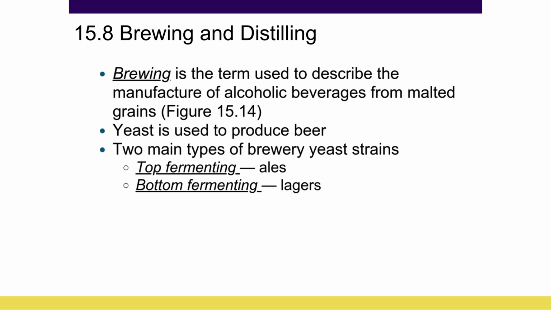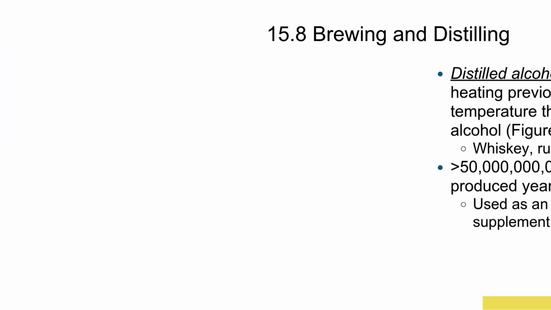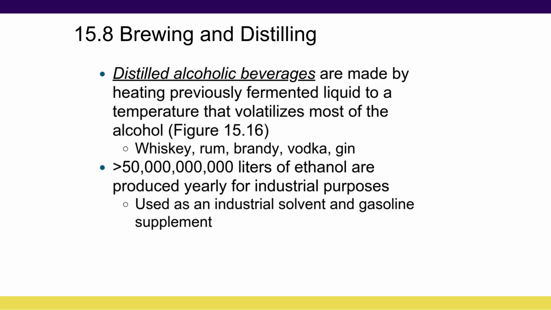Yeast is the microorganism used to produce beer. There are two main types of brewery yeast strains. Top fermenting yeasts are used for ales, and bottom fermenting yeasts are used for lagers. Figure 15.14 includes several images provided by Bush Creative Services, part of the Anheuser-Busch Company, showing different aspects of the brewing process. Distilling is a process used to make spirits.